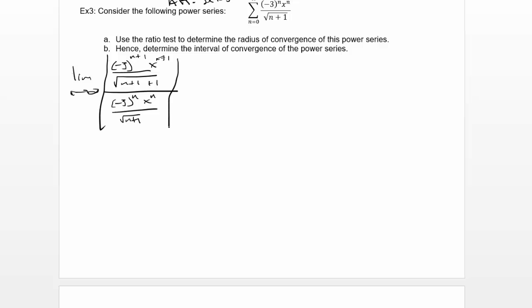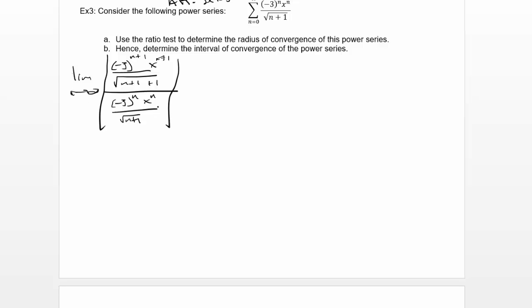So again, according to the ratio test, we need to find the limit as n tends to infinity of, replace all the n's with n plus 1s, so n plus 1 plus 1. Then we divide this by the expression which is n's, x to the n over square root of n plus 1. Okay, just as before, I'm going to try to simplify this.